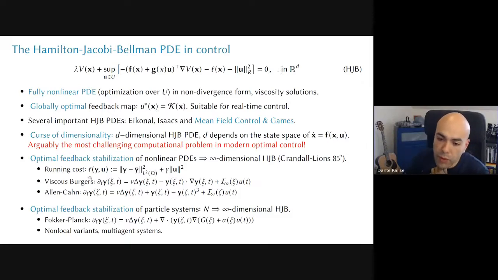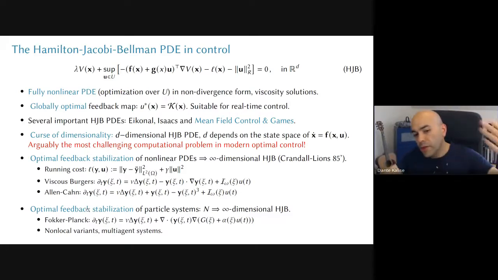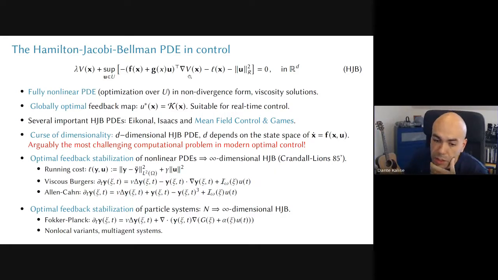So if you want to control fluid flow problems, or you want to control the Fokker-Planck equation, you are now thinking about infinite dimensional Hamilton-Jacobi equations. So here really the challenge is, how on earth do we create numerical methods that are able to tackle the solution of this nonlinear PDE in very, very high dimensional problems? This is arguably the most challenging problem in modern optimal control.